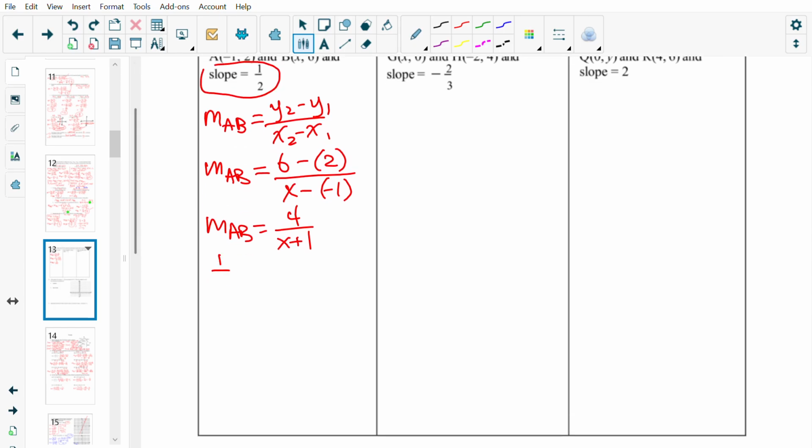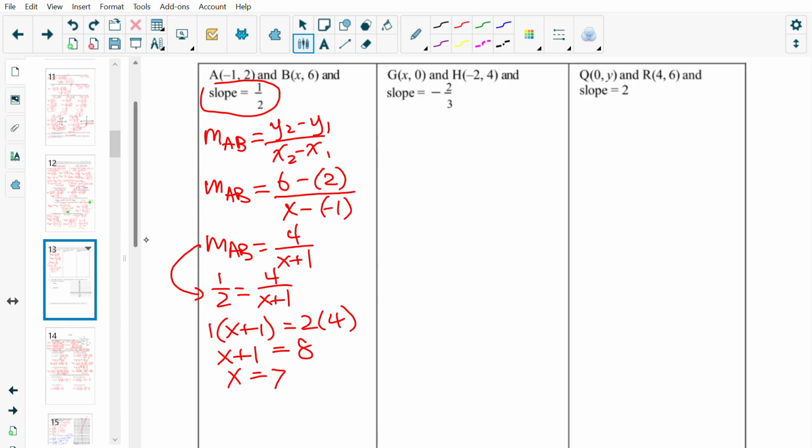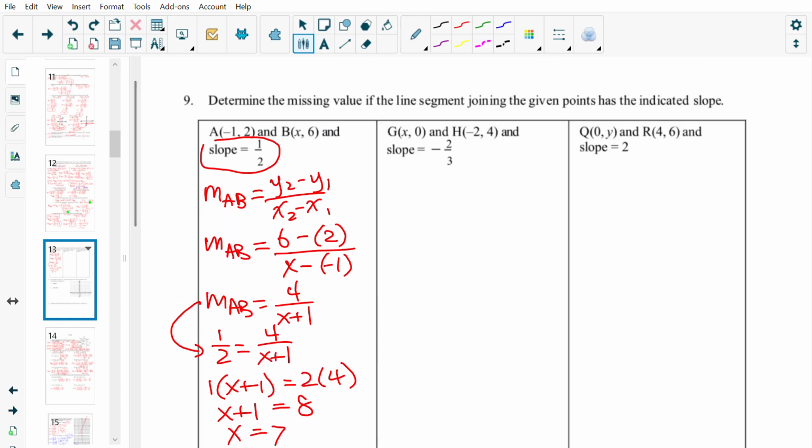Well, we said the slope is 1/2, so I can make an equation. 1/2 equals 4 over x plus 1. Cross multiply. 1 times x plus 1 equals 2 times 4. That's x plus 1 equals 8. Subtract 1 from both sides. I have x equals 7.